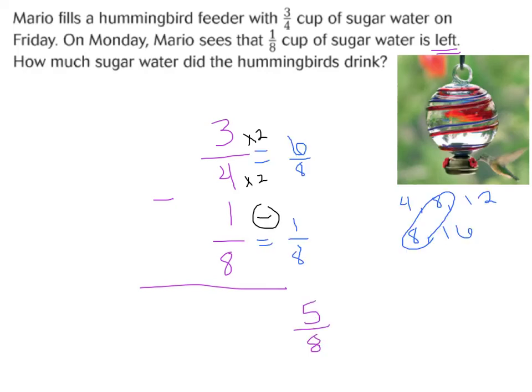Okay, I saw that I had different denominators, so I need to find common denominators that are the same. So when I did my multiples, I found that 8 would be my common denominator. So I had 6/8, which was equal to 3/4, minus 1/8. And 1/8 just stayed the same because it already had a denominator of 8. So I had to subtract 6/8 minus 1/8. Well, that equaled 5/8. So the hummingbirds drank 5/8 of the sugar water.